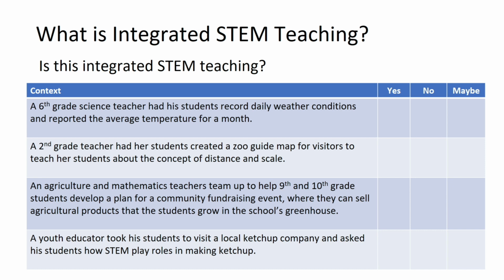A 2nd grade teacher had her students create a zoo guide map for visitors to teach her students about the concept of distance and scale. Go ahead and mark this one down. 3rd, an agriculture and mathematics teacher team up and help 9th and 10th grade students develop a plan for a community fundraising event where they can sell agricultural products, horticulture products that students will grow in the school's greenhouse. What are your thoughts? Integrated STEM? Yes, no, or maybe? And the 4th one, a youth educator took his students to visit a local ketchup company, a manufacturing company, and then asked his students how STEM played a role in making the ketchup. Go ahead and mark this one down as well.